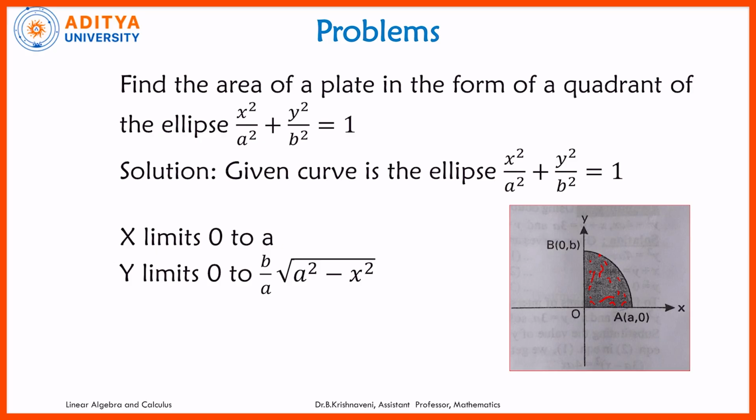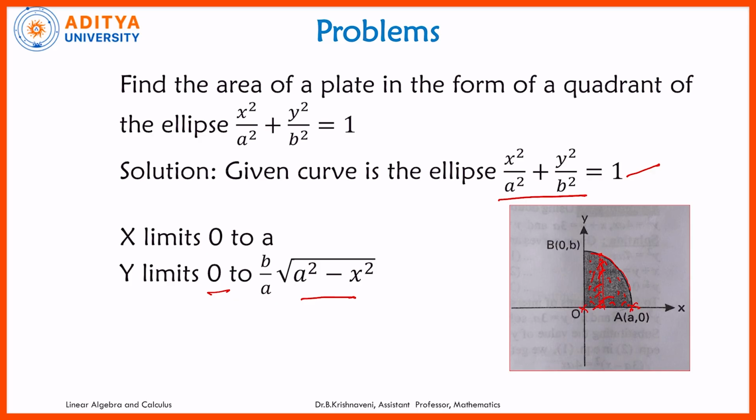For that, in this question let us consider a vertical strip. A vertical strip means first we get the y limits along the strip from down to up. Down is the x axis, y is 0, and up is the ellipse x square by a square plus y square by b square is equal to 1. From this, what is y equal to? If you simplify this to find y, we will get b by a root of a square minus x square.